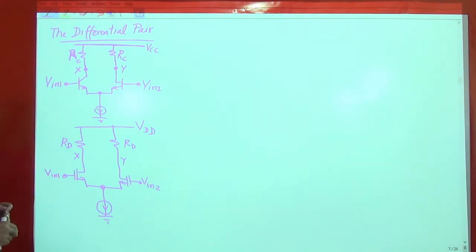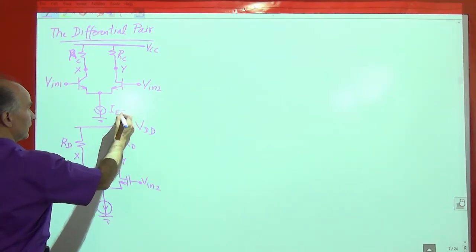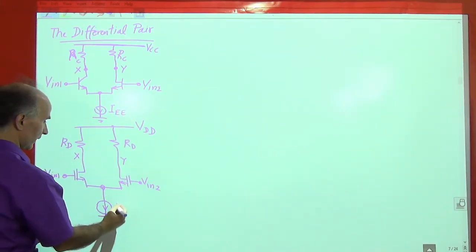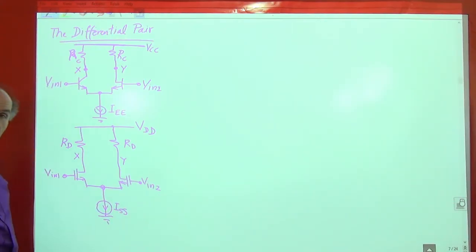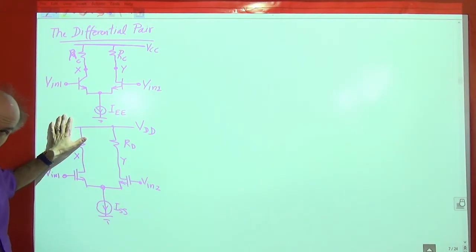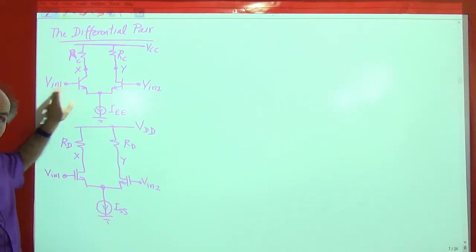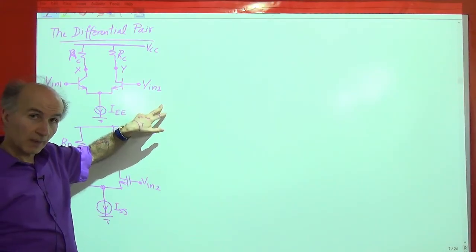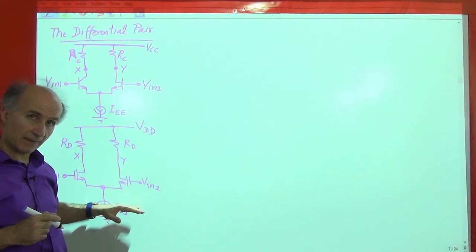Okay, so the circuits have a current source on the bottom. We have a name for this, IEE, and this one is called ISS, just a name, anything you want. We have two inputs, Vin1 and Vin2. These two inputs will be differential signals. So if Vin1 is going up at a given point in time, Vin2 is going down. But they have the same DC level, the same common mode level, and the same here.